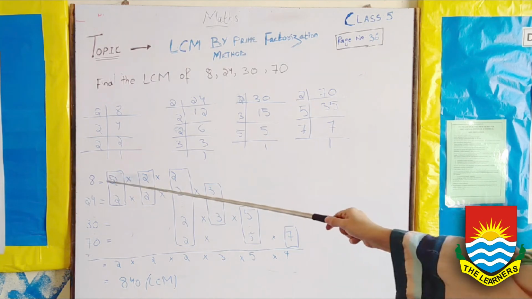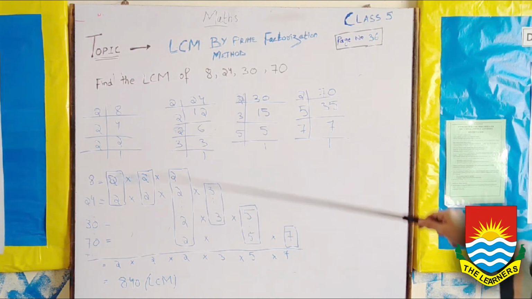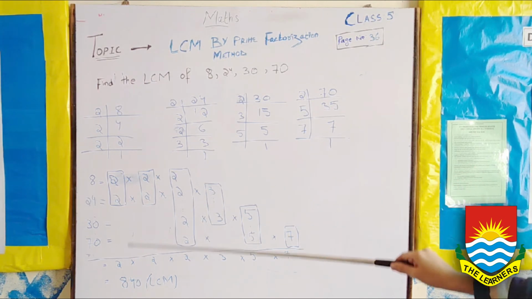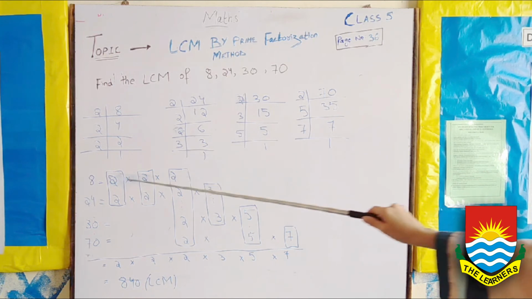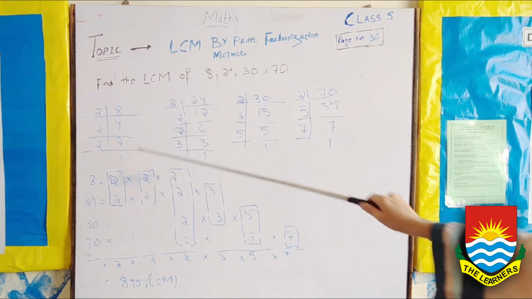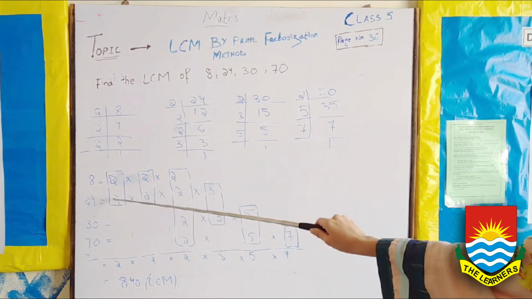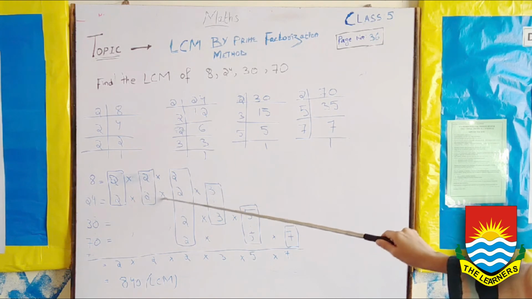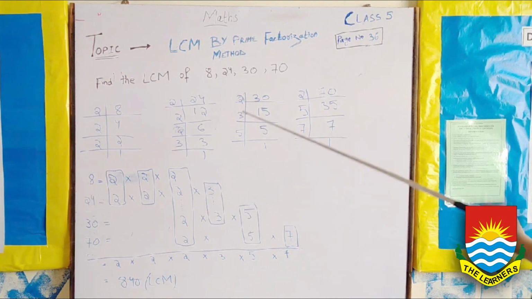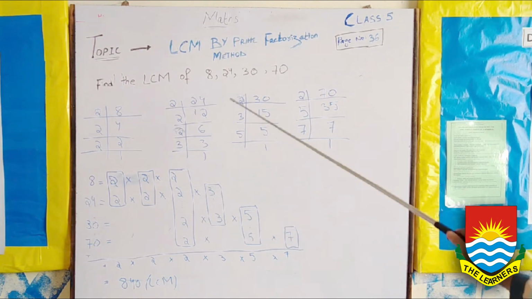Now you see, we have to arrange them in horizontal order. In LCM, we have to arrange them in the horizontal method. Let's see, 8: 2 multiplied by 2 multiplied by 2. These are the factors of 8. Now write down 24: 2 multiplied by 2 multiplied by 2 multiplied by 3. Now let's take the factors of 30. So 30 is 2, 3, 5.